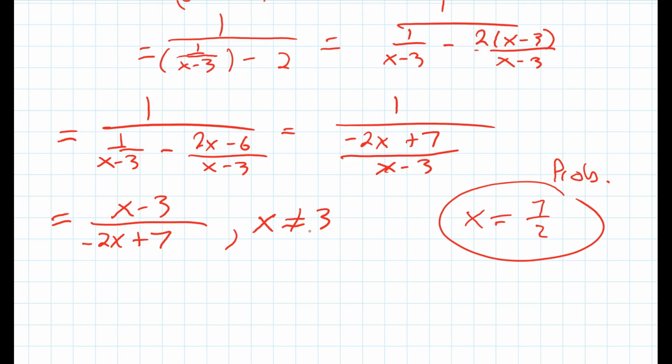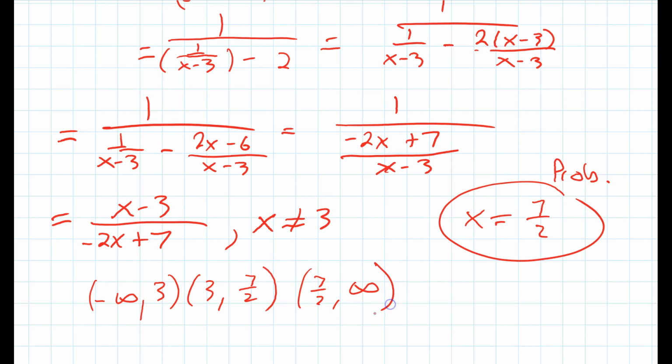So in homework problem number 16, it asks you to write the function, and it also asks you to give the domain. So the domain would be from negative infinity to 3, and then from 3 to 7 halves, and then from 7 halves to infinity.